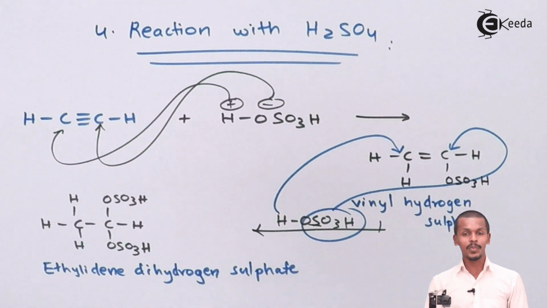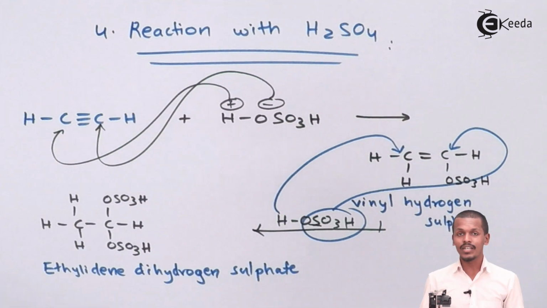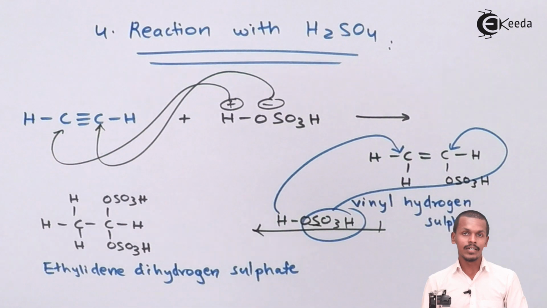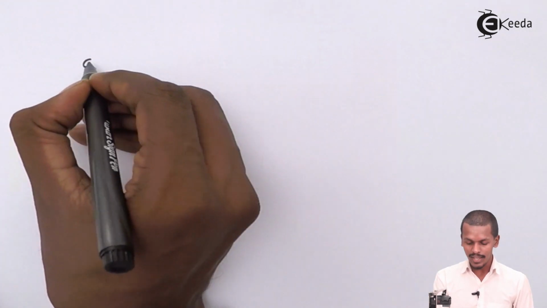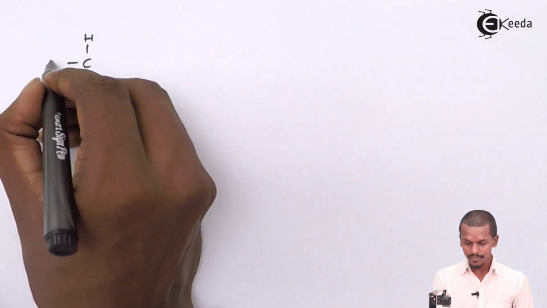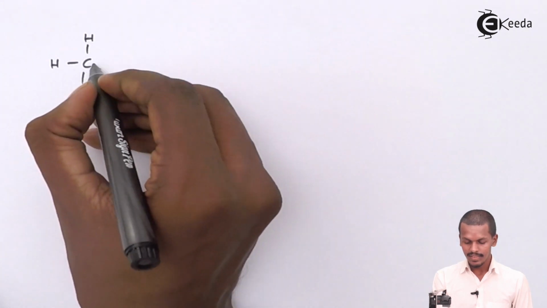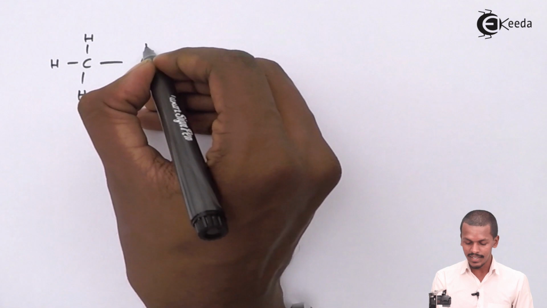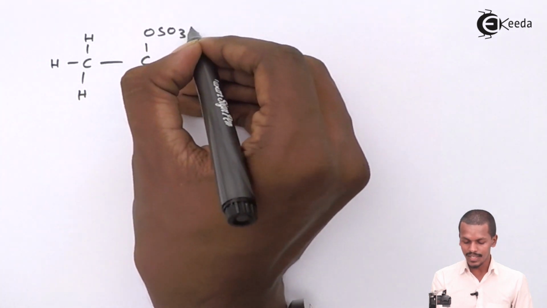So this is the product that is formed, but it is actually not a stable product, so we have to make this reaction undergo a hydrolysis process. Let us see what product we could get. In this product, we have ethylidene dihydrogen sulfate, which could be written like this, that is OSO3H.